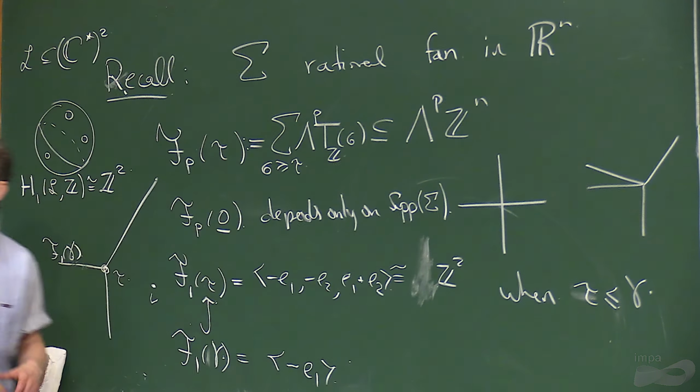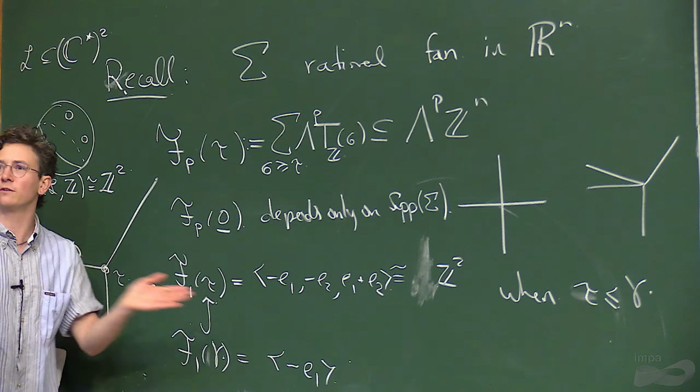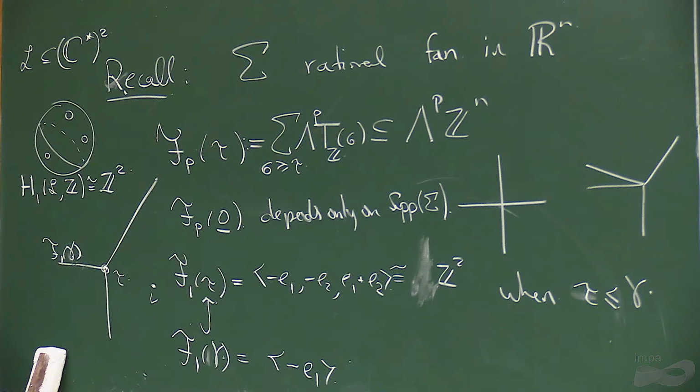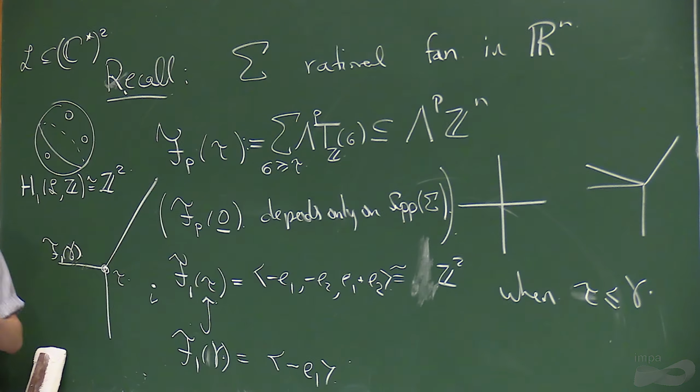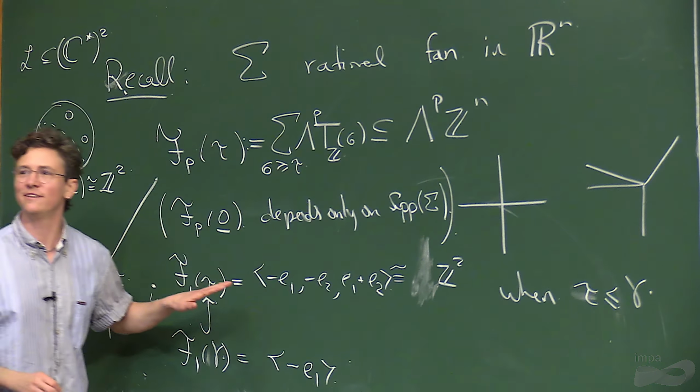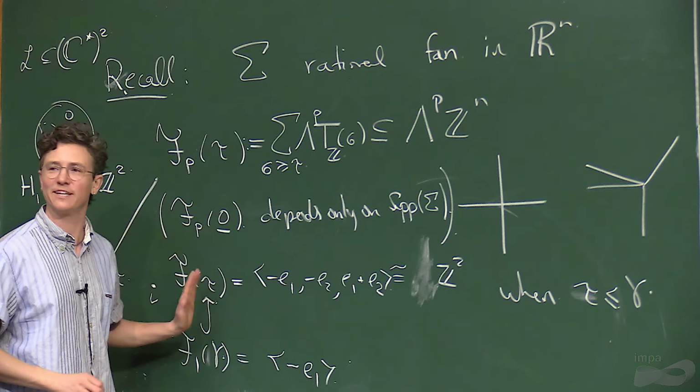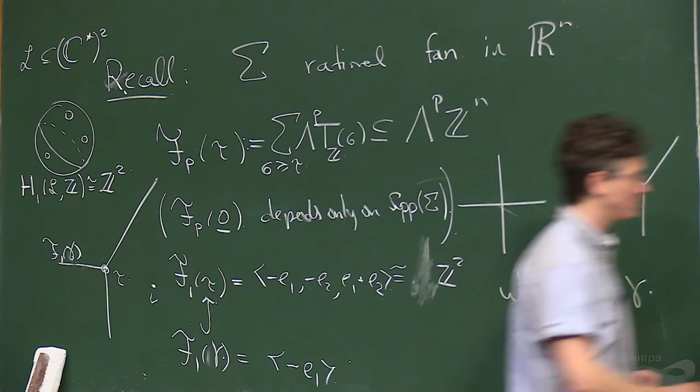If you refine your fan, you might get more generators, but there are of course going to be dependencies between them. So we will eventually make a link to the cohomology of toric varieties, but it's going to take a bit more than this. Okay.